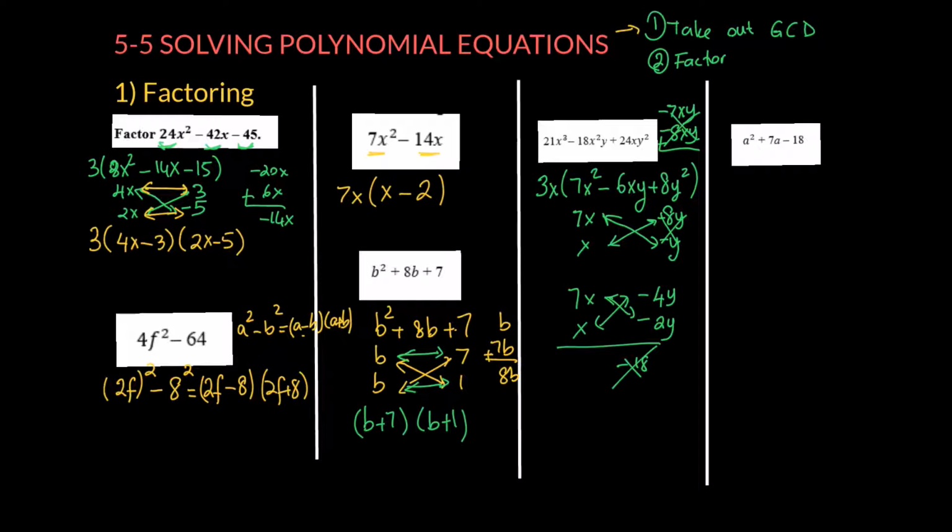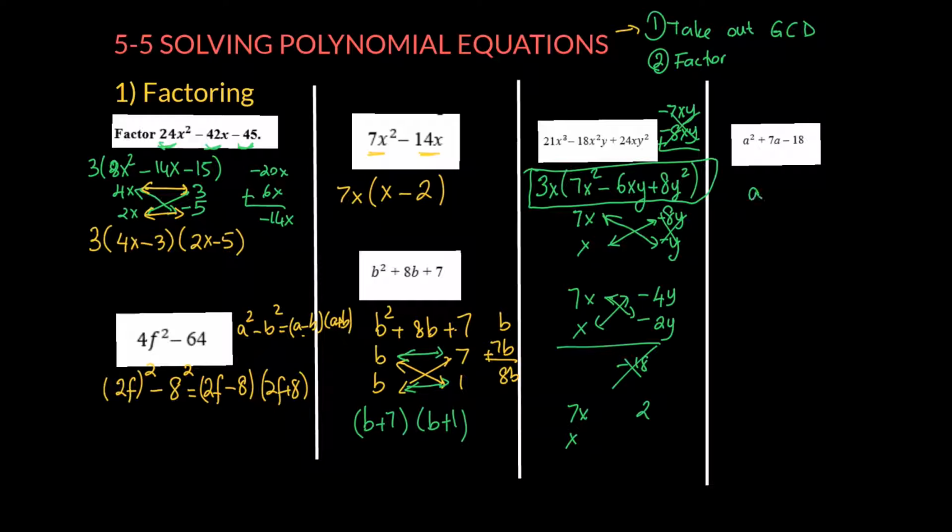Now, let's try one more, because there's one more possible way. Let me see. No, there's no more way. So that means we cannot factor this one out any further. This would be the final answer. Now, let's move on to the next question.